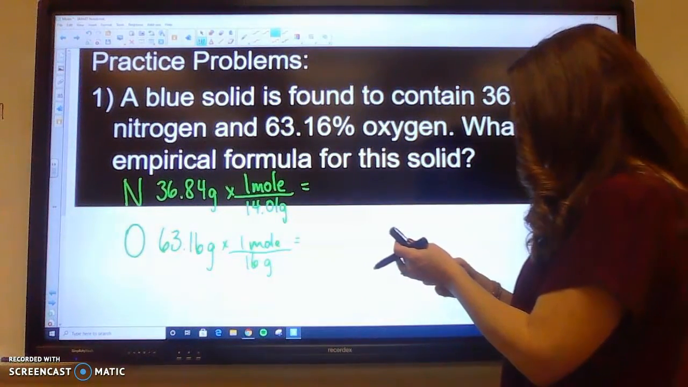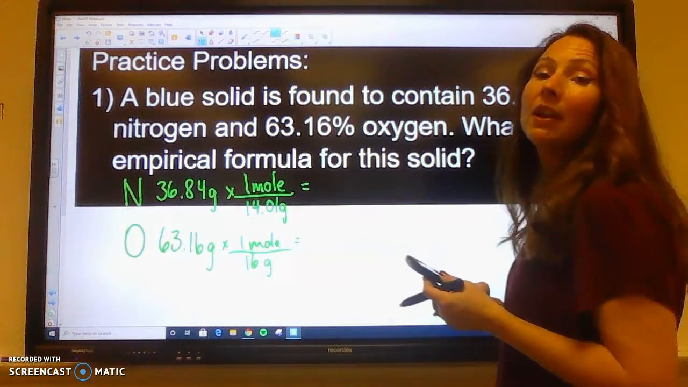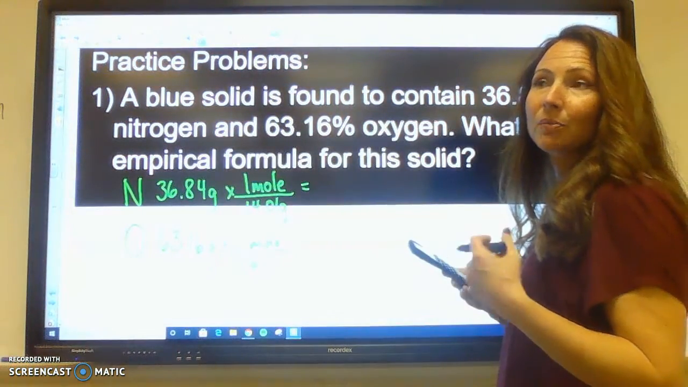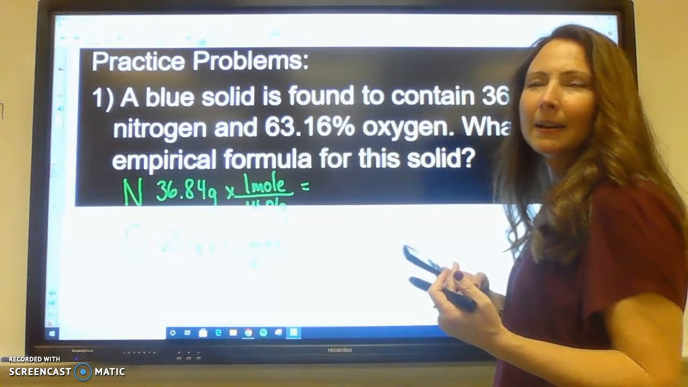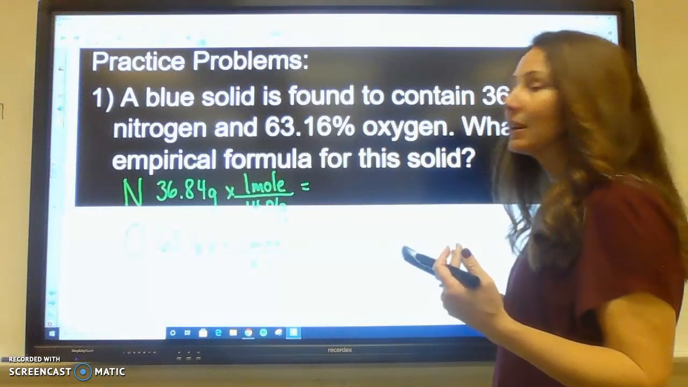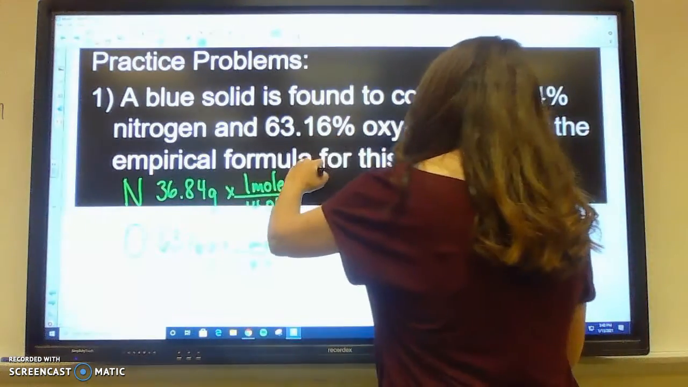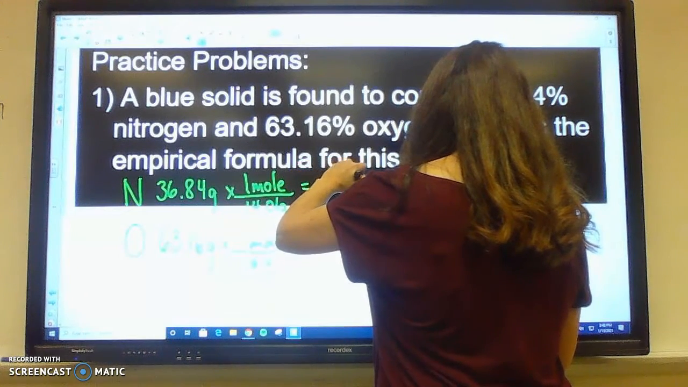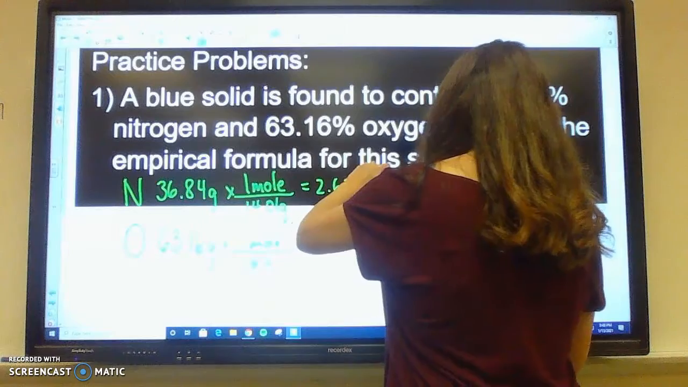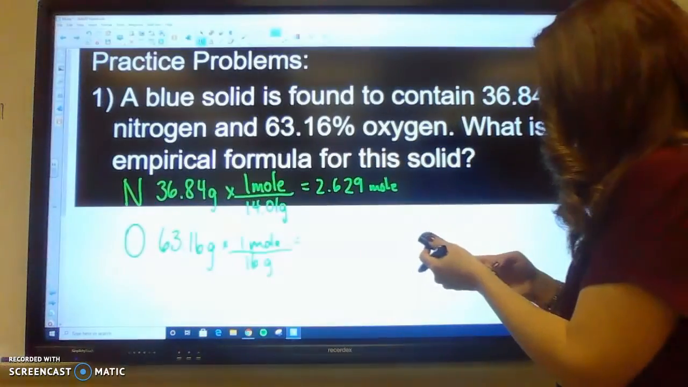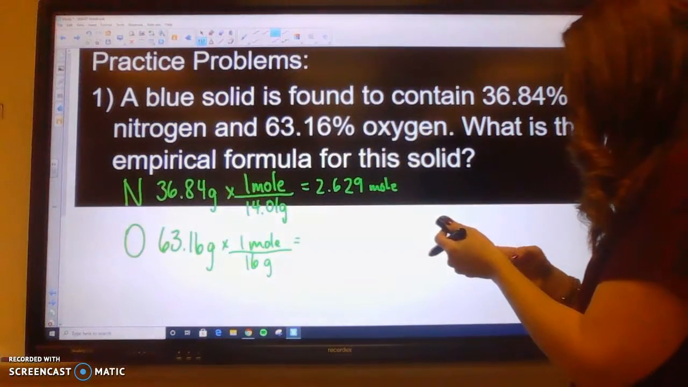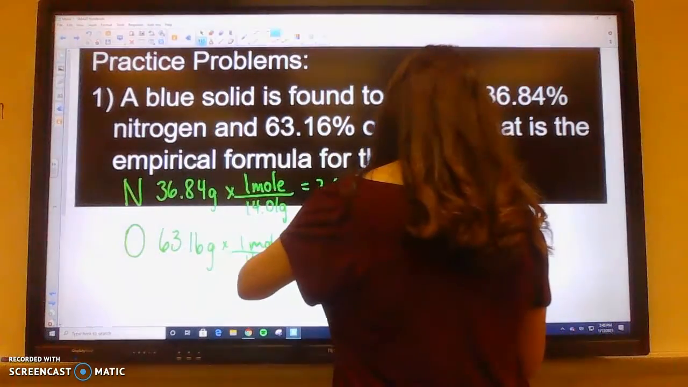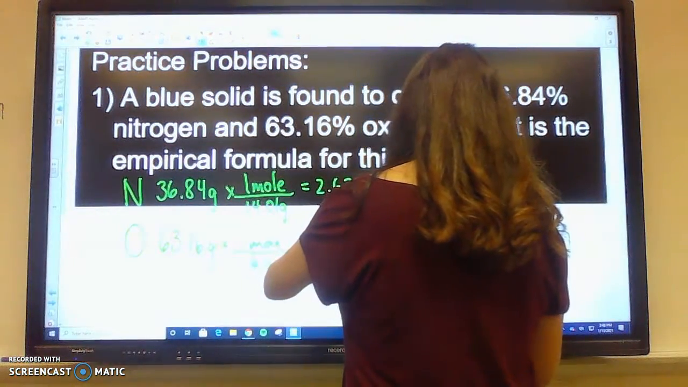The reason why is because when we get into figuring out what our subscripts are, we're less likely to make an error if we have 3 decimal places. So nitrogen is 2.629, and then oxygen is 3.948.